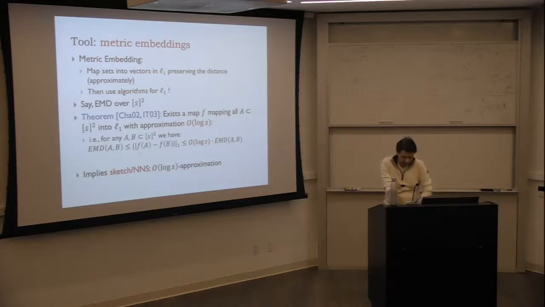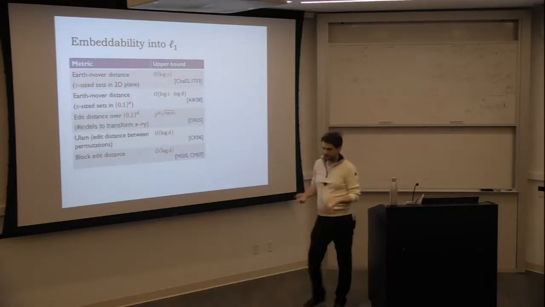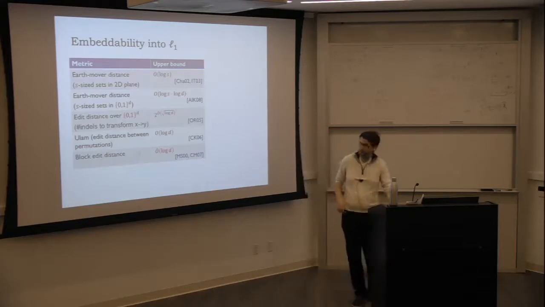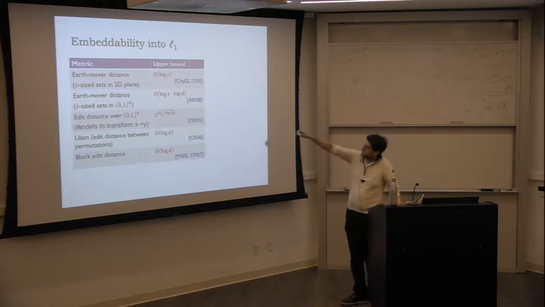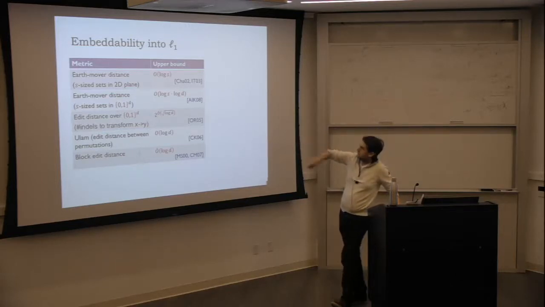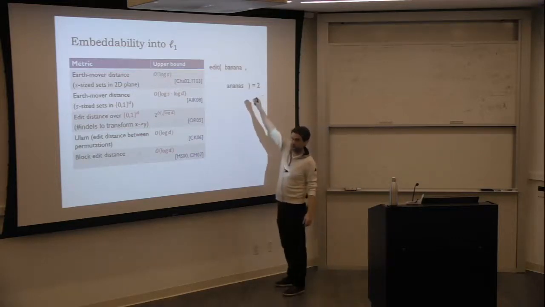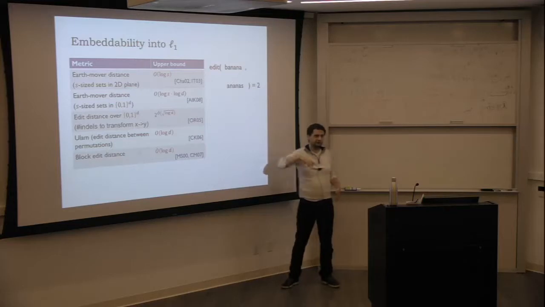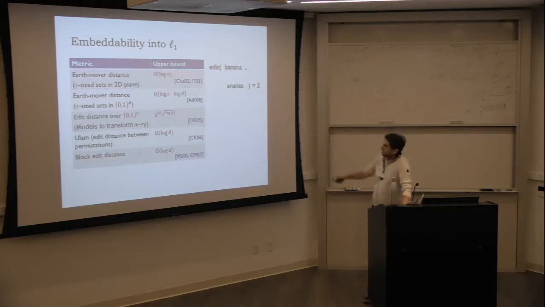Okay, let me just flip through the rest of the slides a little bit and go to the conclusion. This has been studied. Now it becomes a mathematical question of designing these metric embeddings, and it has been studied for a bunch of these specialized distances, some variants of Earth Mover distance, also some variants of edit distance. Edit distance is the number of insertions, deletions, or substitutions to transform one string into the other. This is a very natural distance between strings or time series or genes, for example. And there are some bounds.